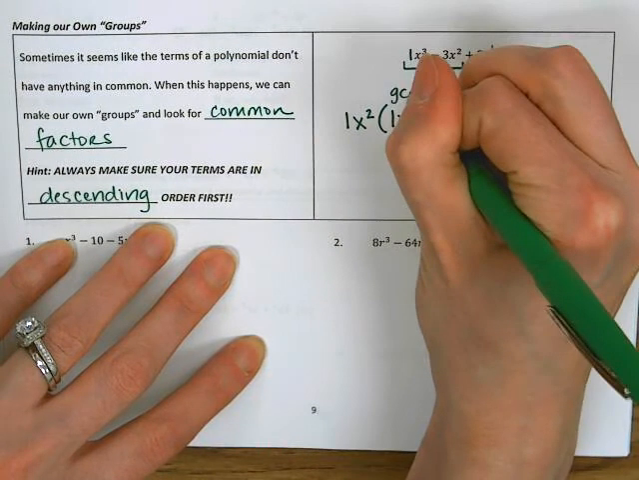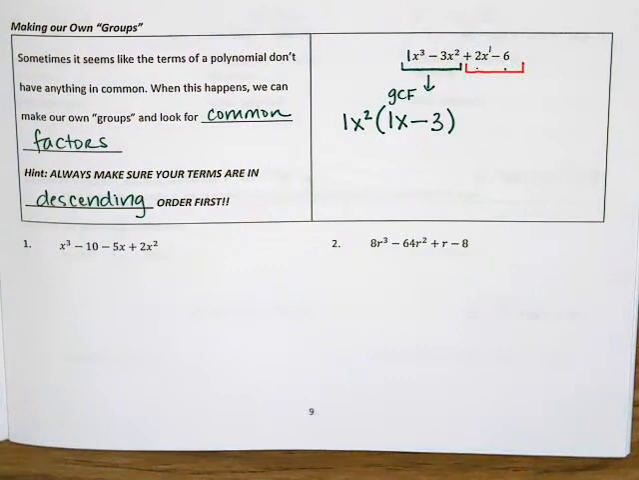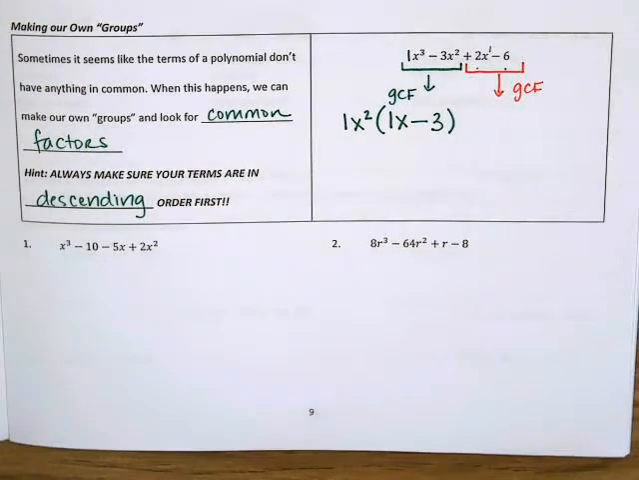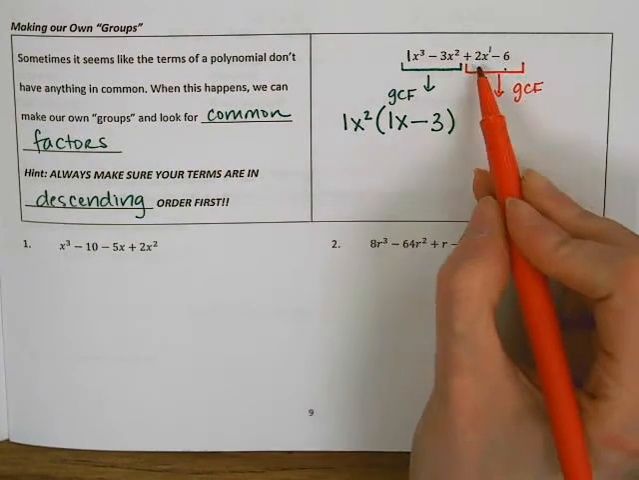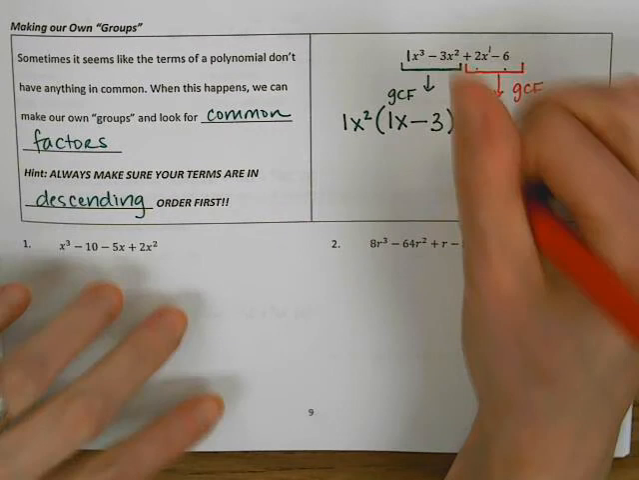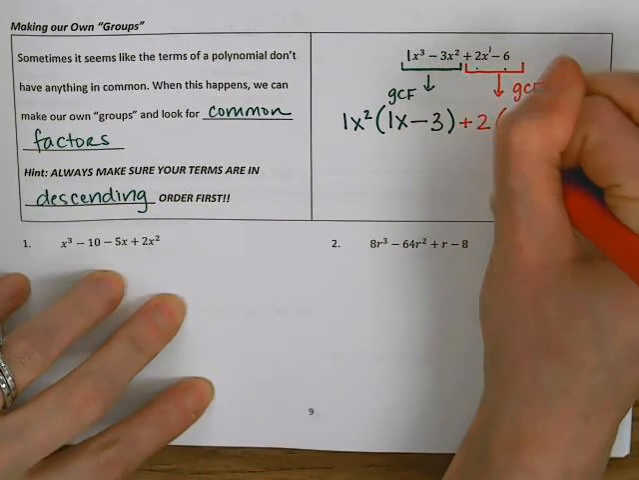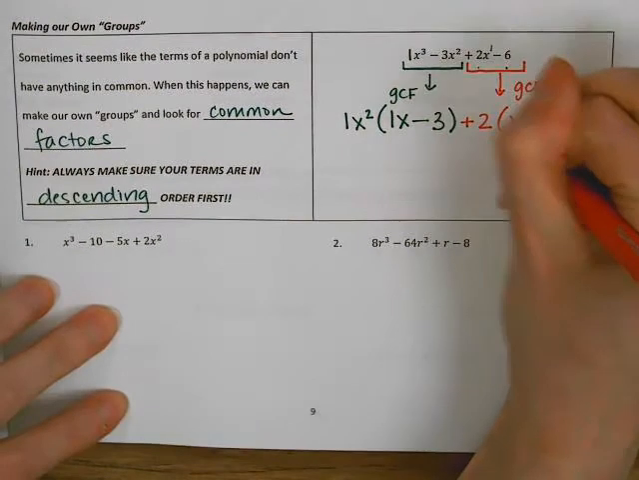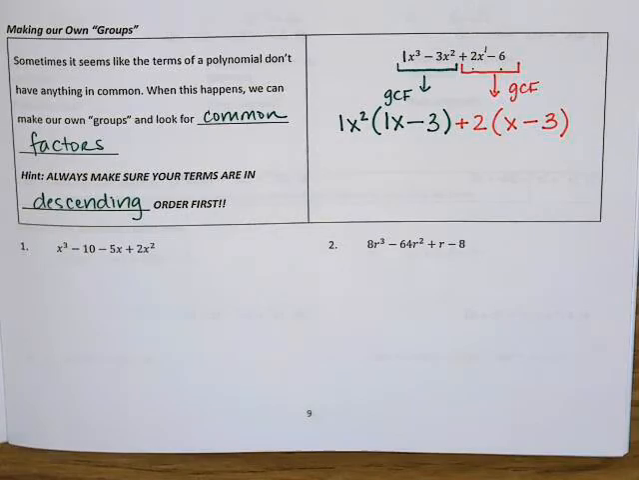So this is just the old GCF. And then we're going to do the old GCF for the red ones. So what is the common factor of 2x and minus 6? Well, it's just a positive 2. And then if you divide out the 2, you're left with x minus 3.